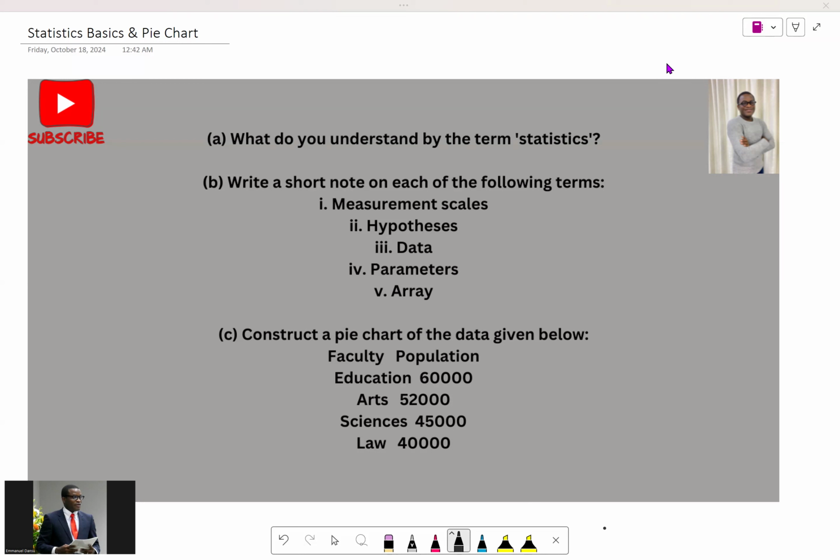In this video, I'll be taking another structured problem that is in three parts. The first part is to talk about what I understand by the term statistics. The second part, we'll write short notes on each of the following terms: measurement scales, hypotheses, data, parameters, and array. The third part, we'll construct a pie chart of the data given below. We have faculty and their population. Education faculty has 60,000 people, arts 52,000, sciences 45,000, and law 40,000. So we go on to take care of that.